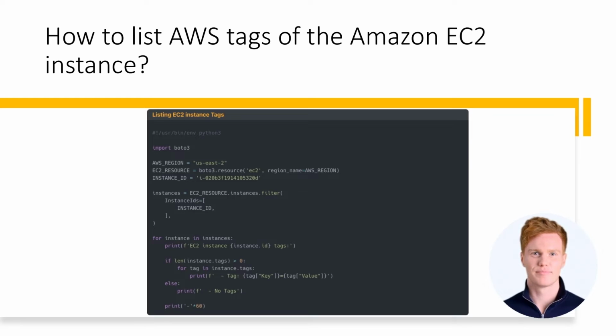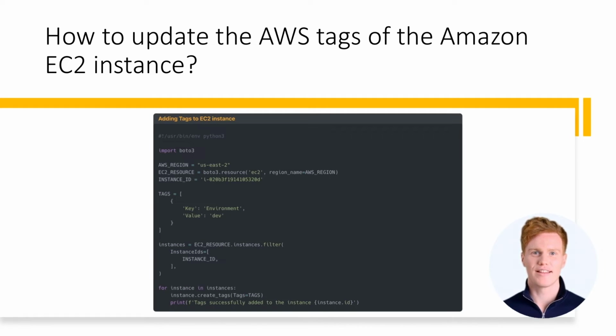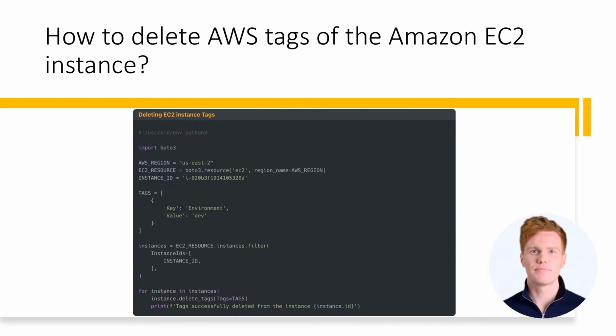To update the AWS tags of the EC2 instance, you need to use the create tags method of the EC2 instance class. This method will overwrite any existing tags with the tags list that you provide to it as an argument. To delete tags from EC2 instances, you can use the delete tags method of the EC2 instance class. Keep in mind that you can delete the EC2 instance tag based on its required key and optional value. If you specify a tag key without a tag value, the delete tags method will delete any tag with the specified key regardless of its value.